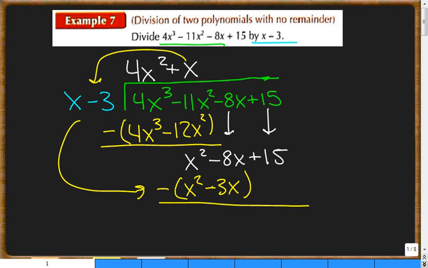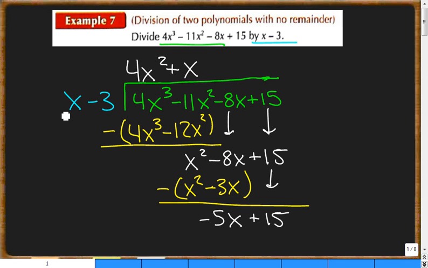We then, excuse me, then we perform our subtraction. So this, again, makes 0. And we have negative 8x minus a negative 3x. So it's adding 3x to negative 8x, which makes negative 5x. And then we bring down our positive 15. And then do this one more time.